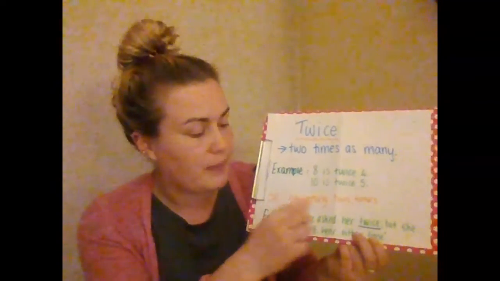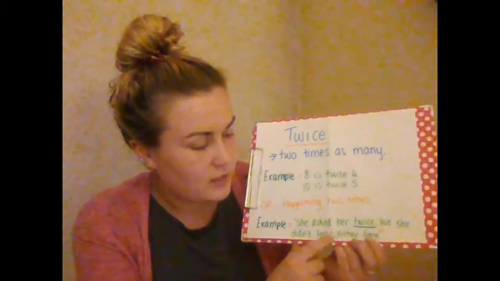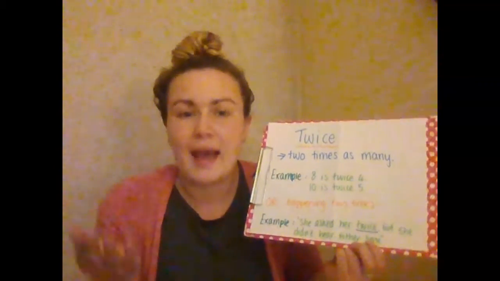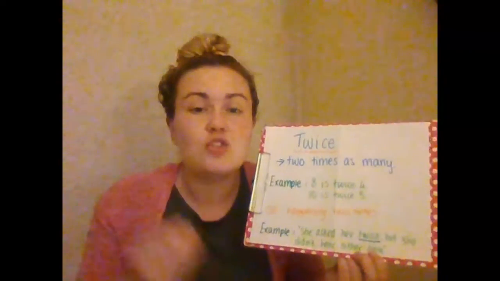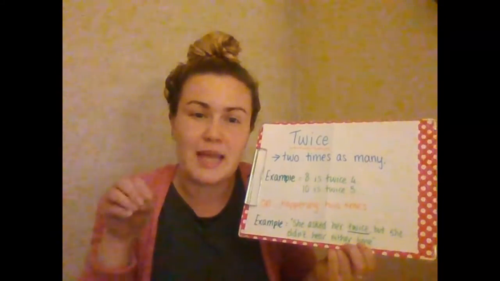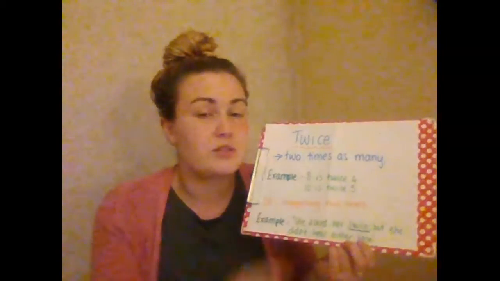You can also say if something happens 2 times, she asked her twice, but she didn't hear either time. So if somebody asks you something twice, they're asking you the same thing 2 times. Okay, so it's when you have the same thing 2 equal times. They're equal. If there are numbers, they're still equal times.